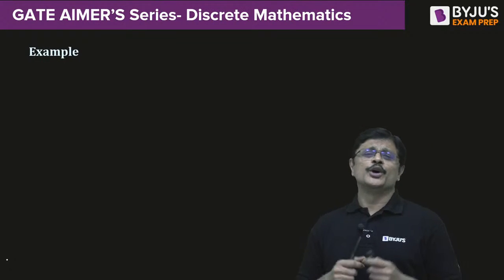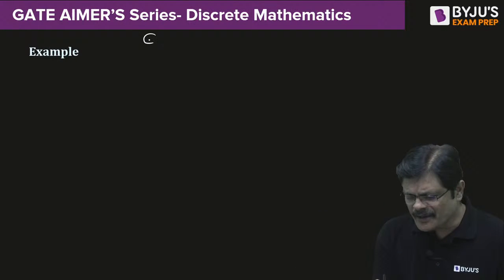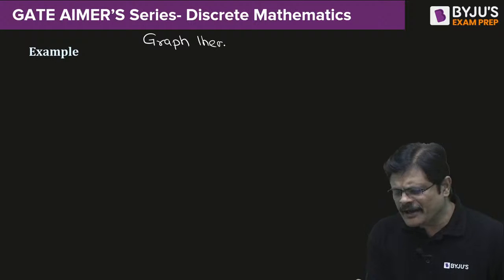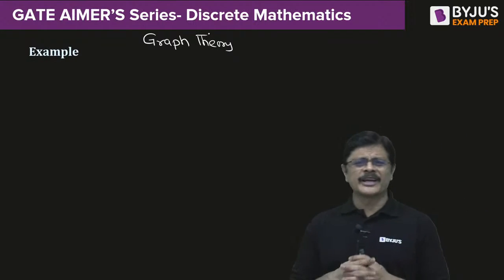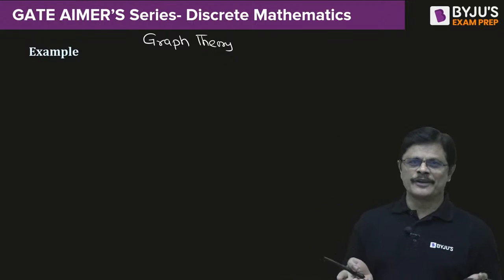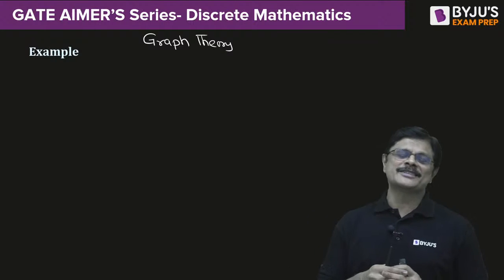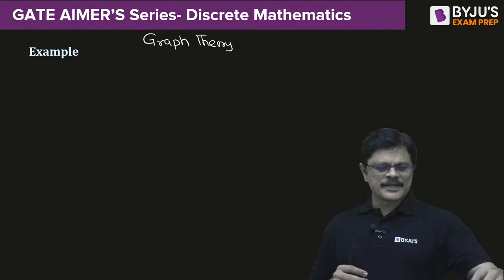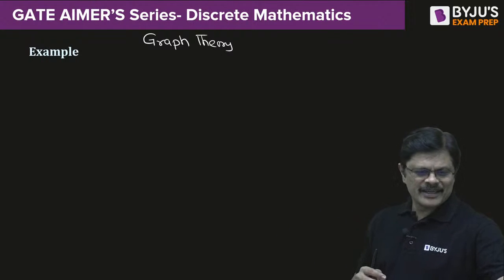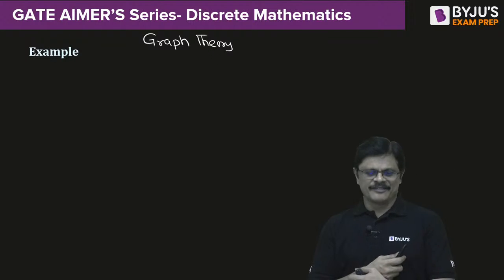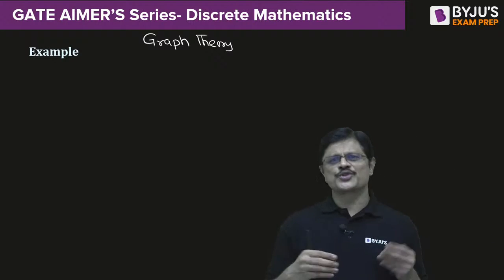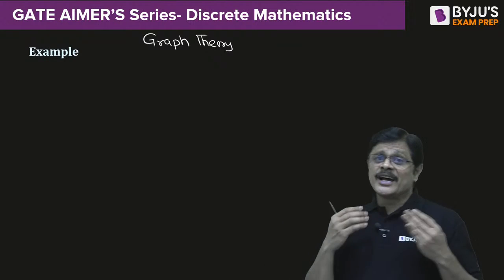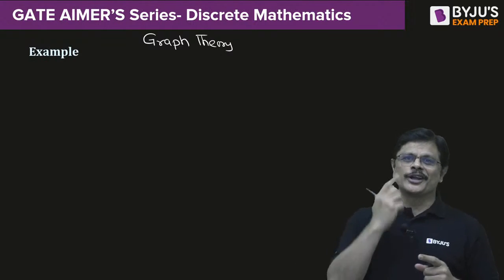Let me start with today's topic, that is graph theory. One of the interesting and scoring topics in GATE is obviously discrete mathematics, and in discrete mathematics one of the important topics is graph theory. So let us take up some problems on graph theory. Of course, I'll be explaining the ideas together with the examples, so that we can understand the concept as well as how we can actually solve the problems.